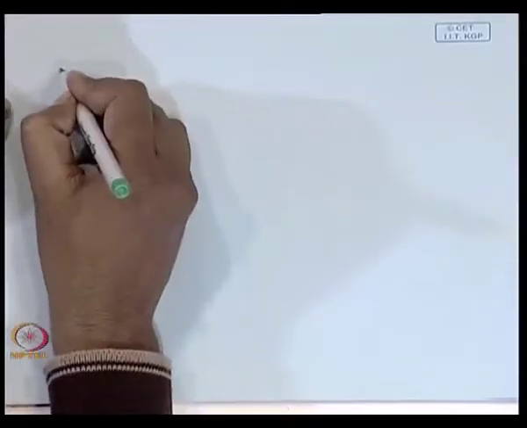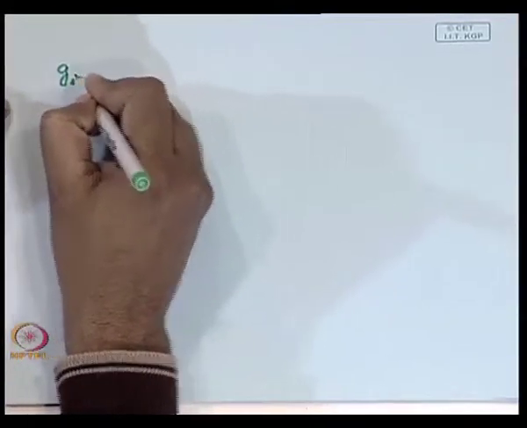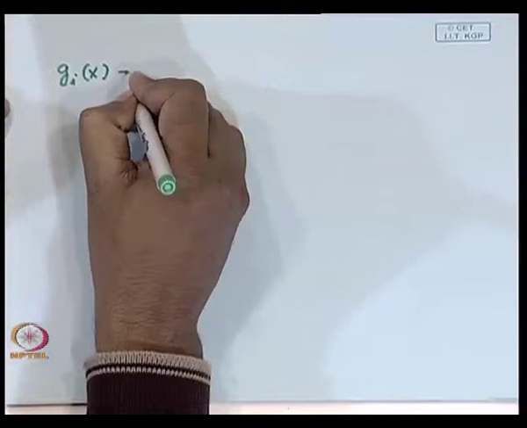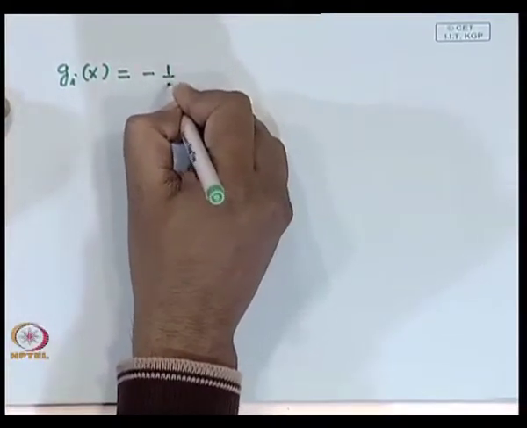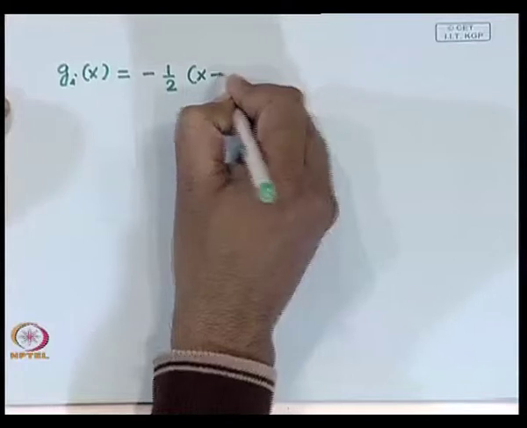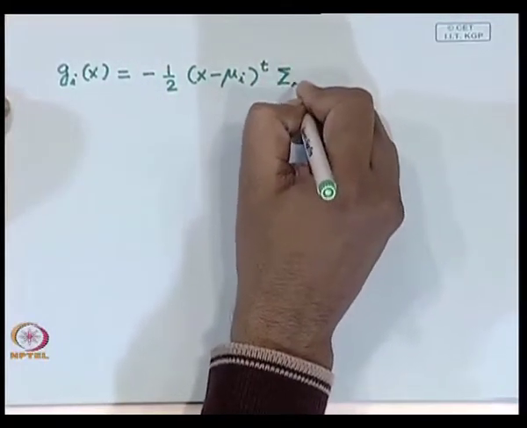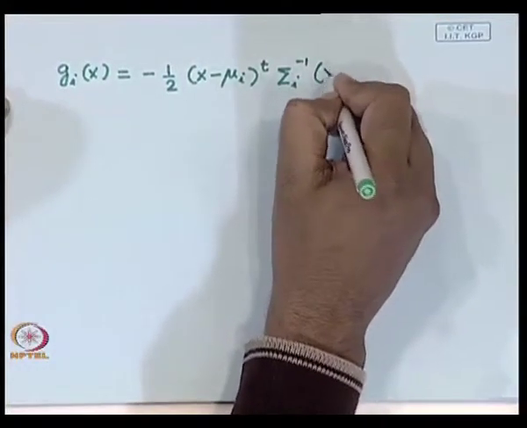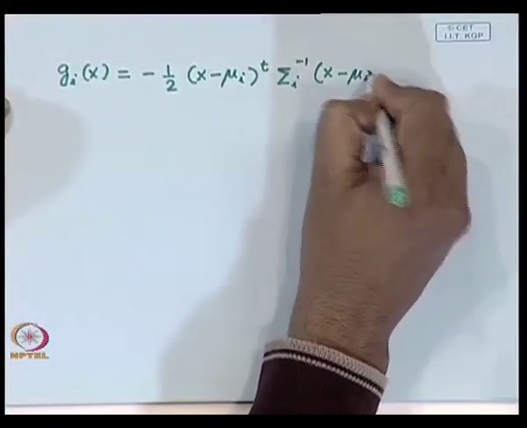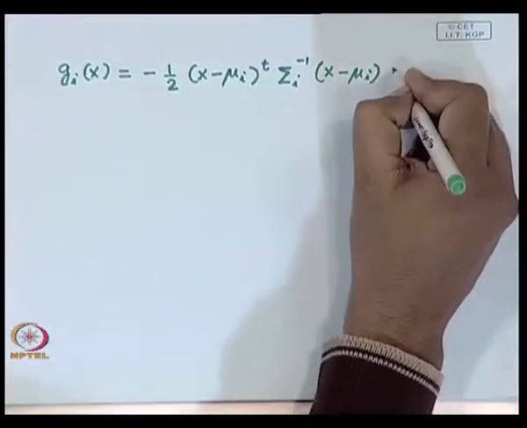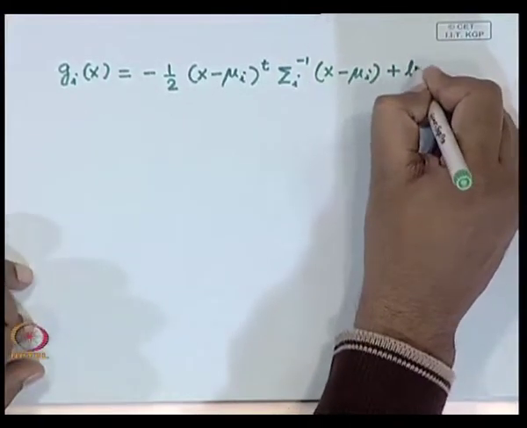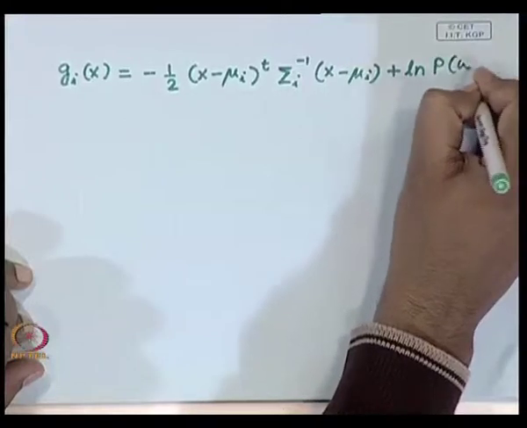Now, if I go for expansion of the discriminant function, you find that this g_i(x), the discriminant function, is simply of the form minus half (x − μ_i) transpose Σ_i inverse into (x − μ_i), plus log of P(ω_i).